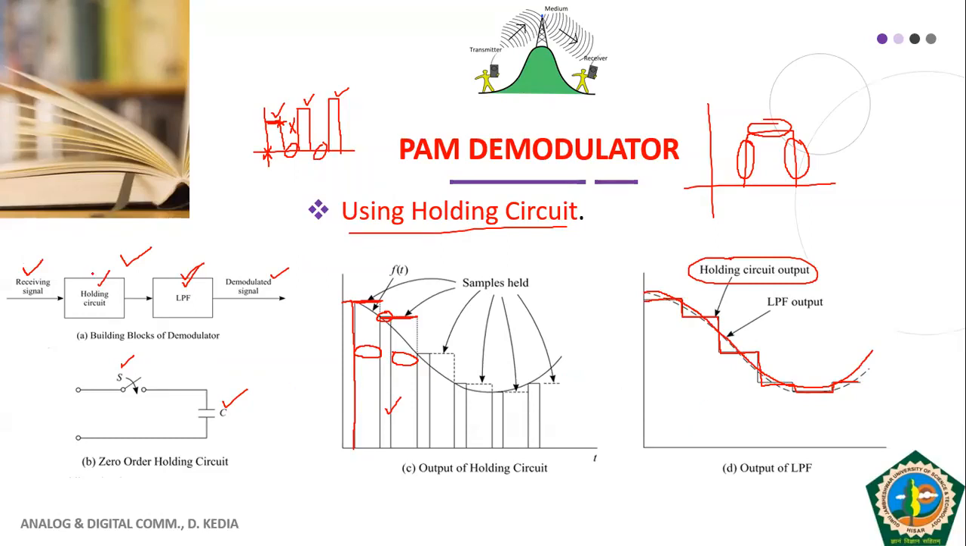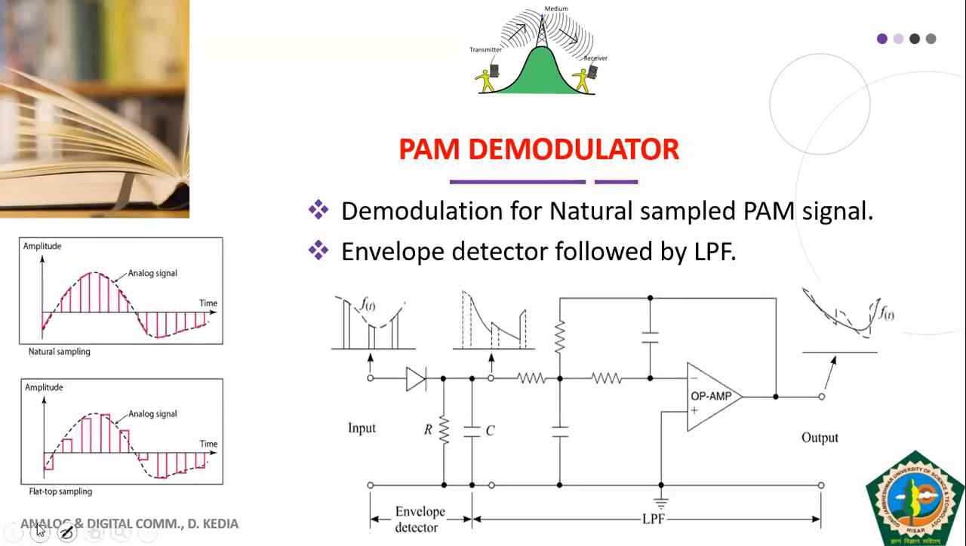Okay, so first by using the holding circuit and then by using the low pass filter, we are able to get back our original signal. So this is how we demodulate our PAM signal for the flat top sampling case. I hope all of you have understood this. Fine. Next. So we just talked about the flat top sampled PAM demodulation. Now we will talk about PAM demodulation for the naturally sampled PAM signal.